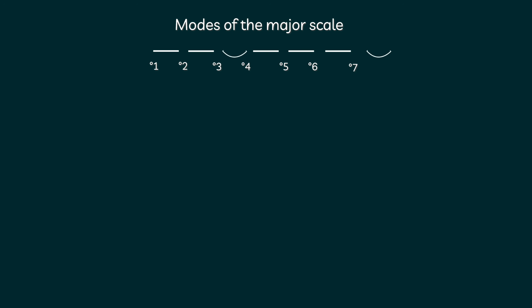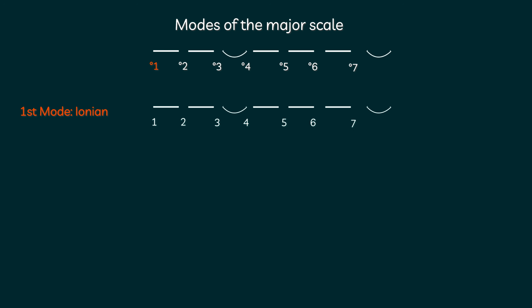So the first mode of the major scale, where we start the major scale with its first note, is the major scale. But it also has a modal definition, which we call Ionian. So the Ionian mode, again, goes whole, whole, half, whole, whole, whole, half, like the major scale. And the intervals are the tonic, major second, major third, perfect fourth, perfect fifth, major sixth, and major seventh.